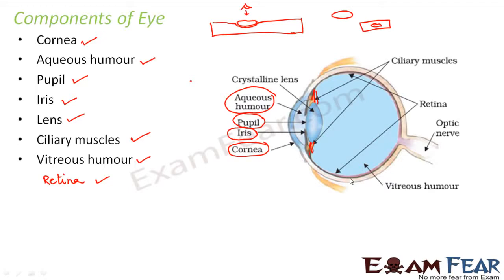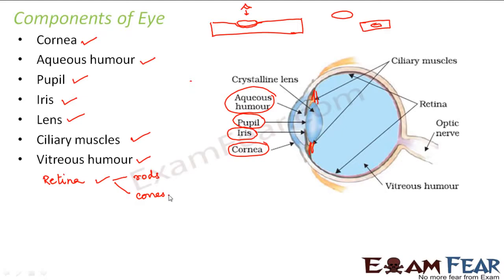And what are these rods and cones? They are nothing but receptors. That means the first point is that the retina is the place where the image is formed, and secondly, the retina consists of two different components, rods and cones. Now what is their purpose? These components are actually receptors which will take this image to the brain.